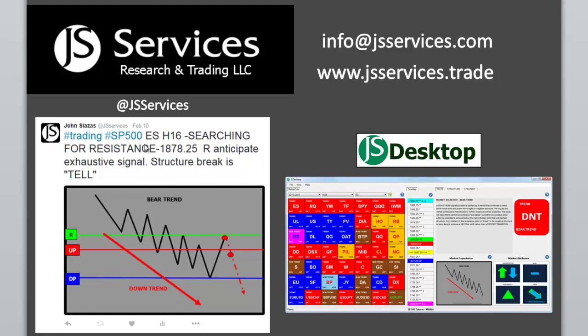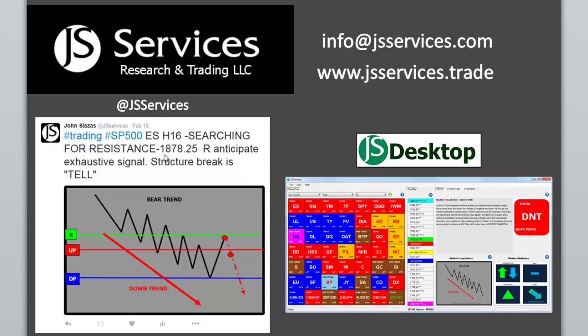In the tweet examples, we are typically highlighting the market of interest. If it's a futures contract, we'll put the futures symbol as well as the contract month that we're talking about. We'll typically have a highlight comment, searching for resistance. These highlight comments are pretty clear and direct. We do try to add some color.